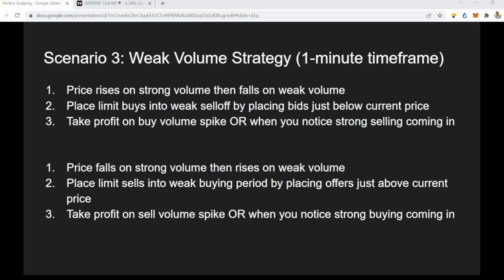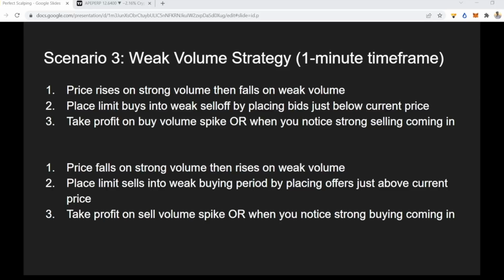So this is scenario 3, which is, again, the third best scalping strategy that I really use on a 1-minute time frame. Basically, imagine one of two different scenarios. One, price rises on strong buying volume and then falls on weak selling volume. Basically, what I like to do is to place my limit buys during that weak sell-off by placing bids just below the current price. And then I like to take profit after price spikes up on a buy volume spike, or if this does happen, you might have to just take the loss or a slight profit if you notice some strong selling coming in.